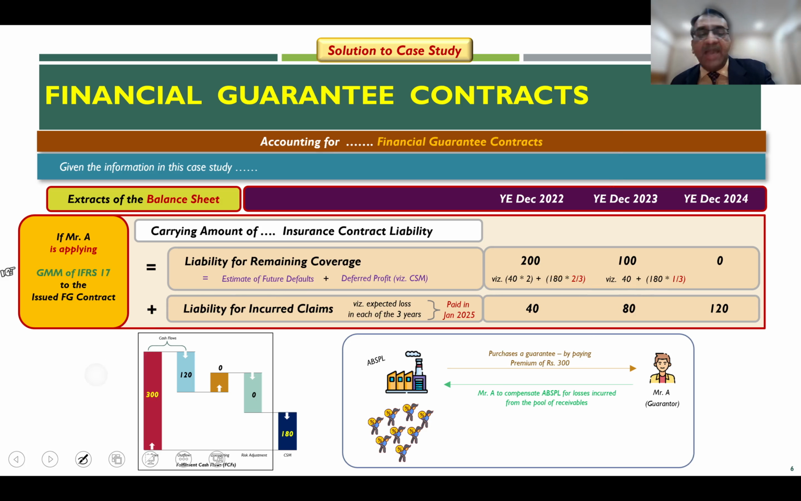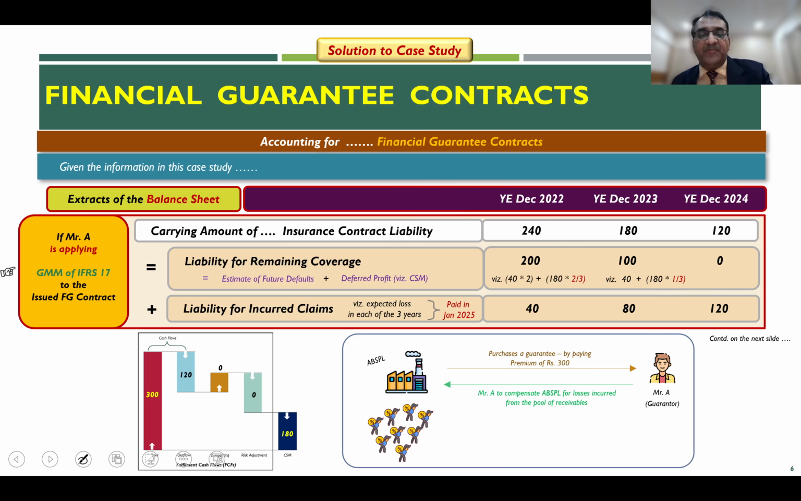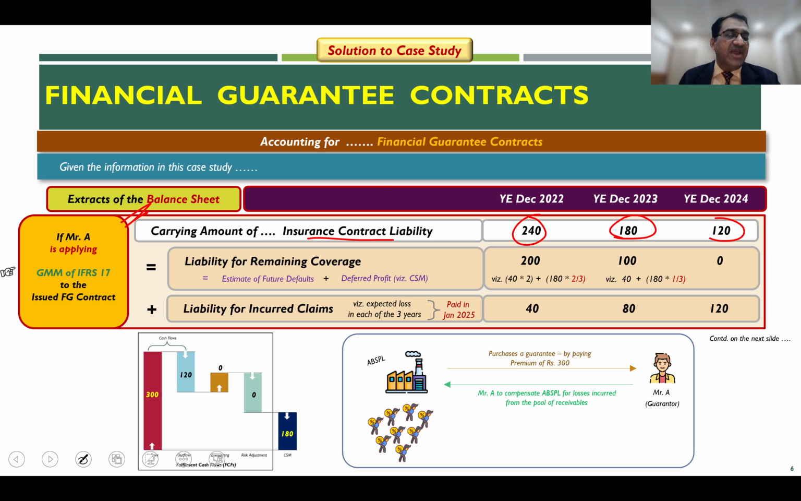And therefore your total insurance contract liability at each of the reporting periods will be the sum total of these two numbers for year number 1, and the sum total of these two numbers for year number 2 and year number 3. So if the entity, Mr. A in this case, had applied IFRS 17, then in the balance sheet it will need to carry the insurance contract liability of 240, 180 and 120 as computed here. This is under IFRS 17 or Ind AS 117 if GMM were to be applied and the fact pattern given in this case study holds good.